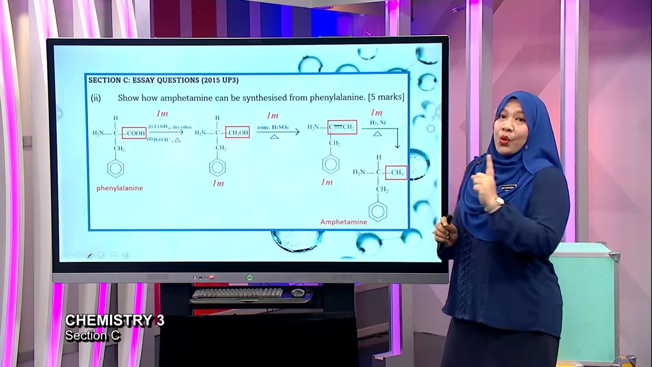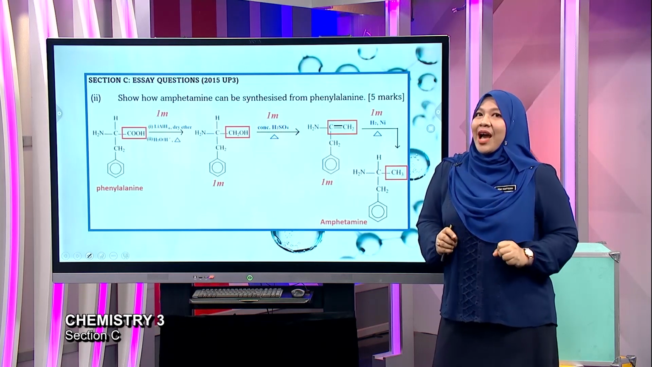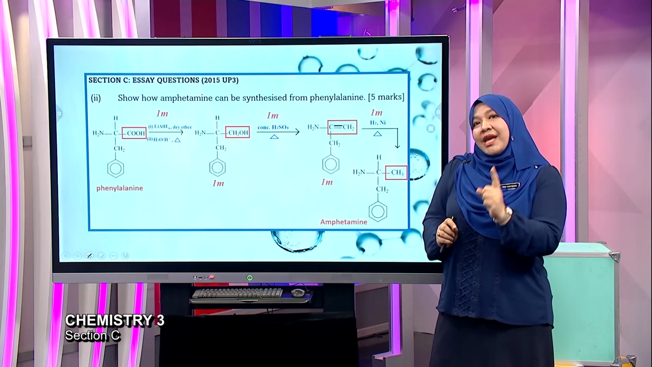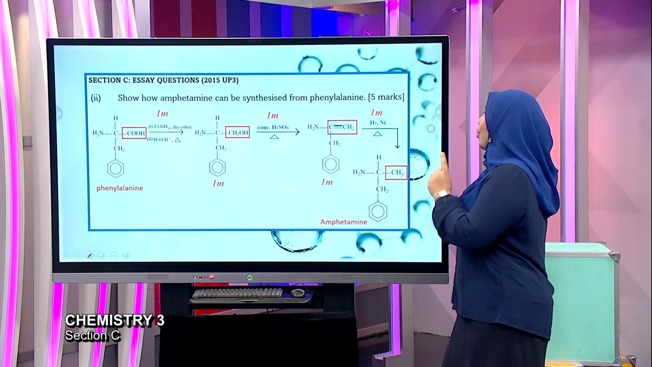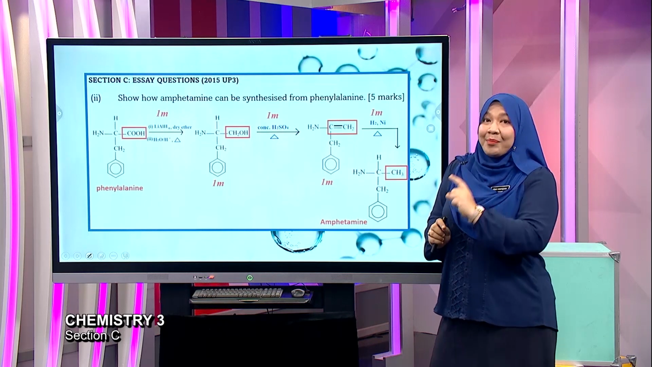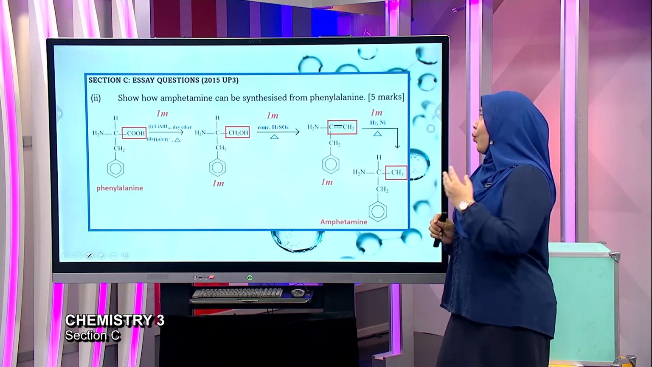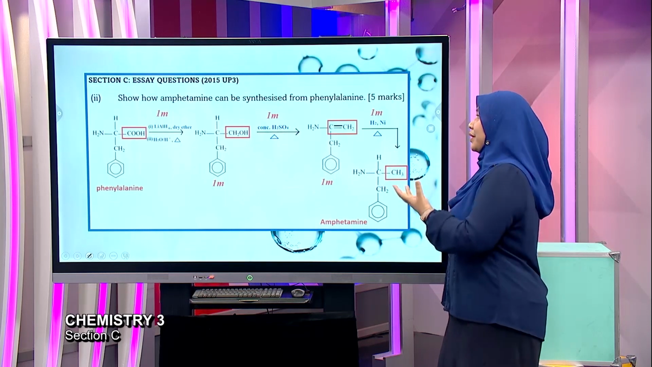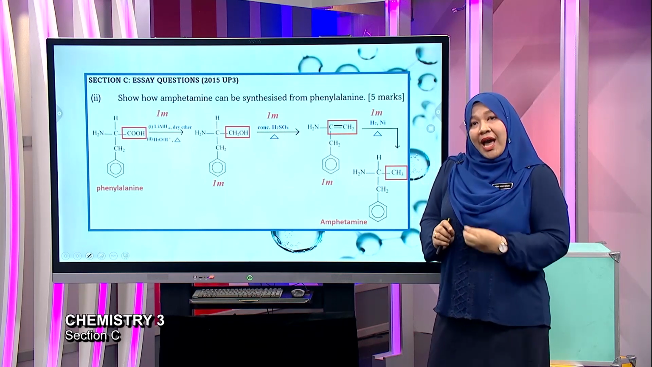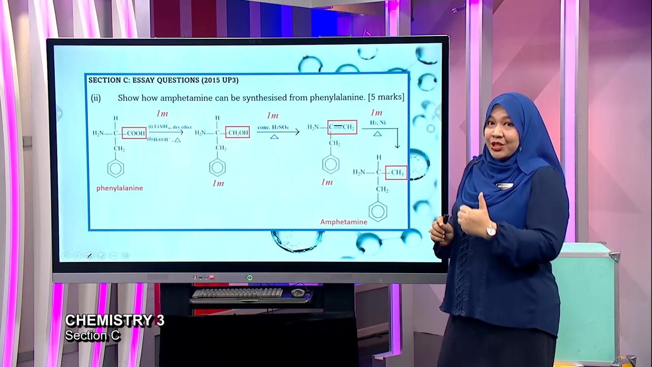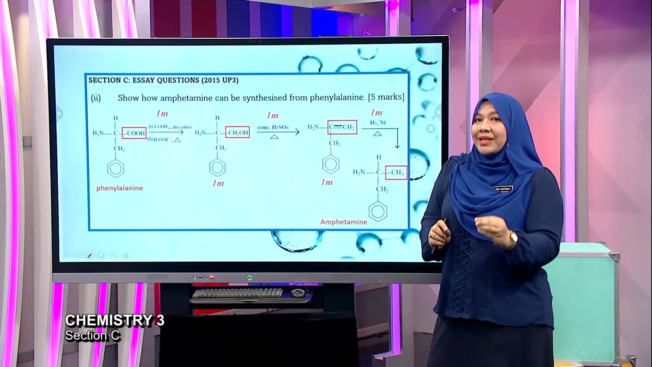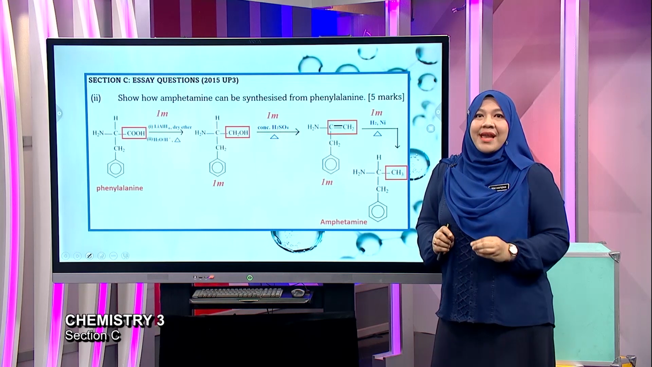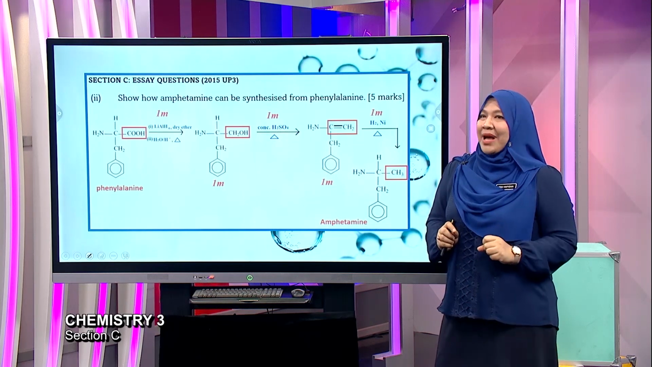This CH2OH will undergo dehydration reaction. So dehydration reaction is going to produce a carbon-carbon double bond. So what is the correct reagent and condition for the alcohol to undergo dehydration? The correct reagent and condition is hot concentrated sulfuric acid. So you get another 1 mark.